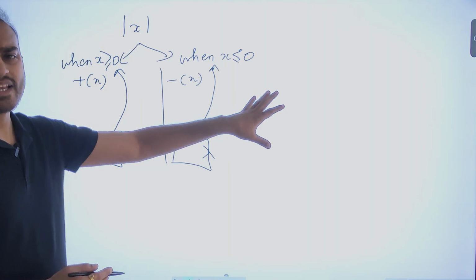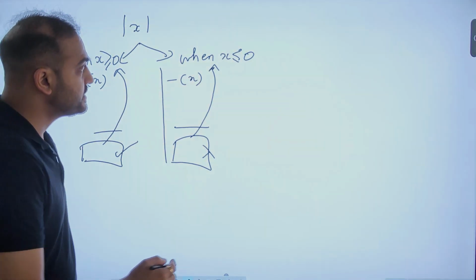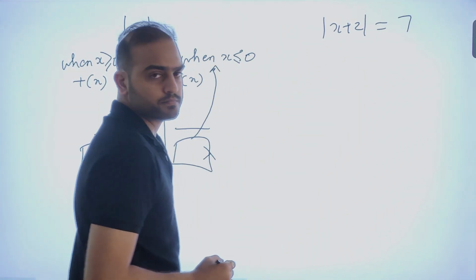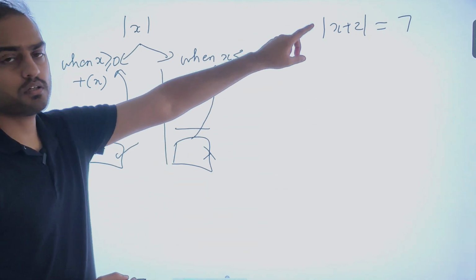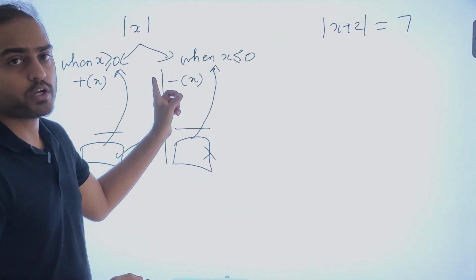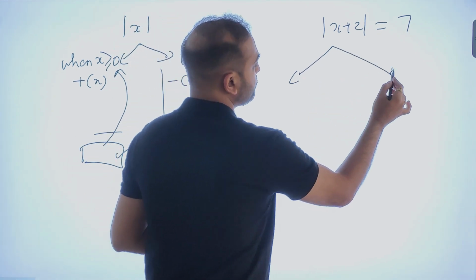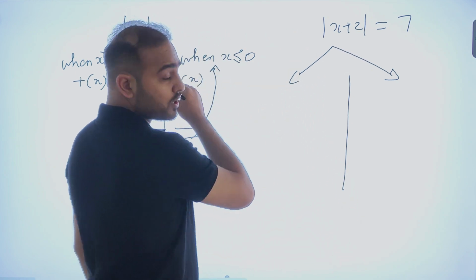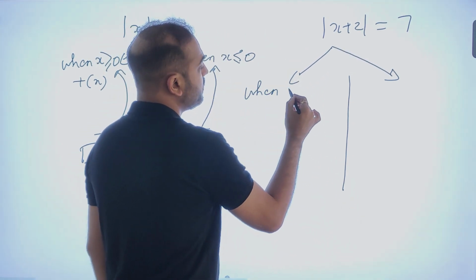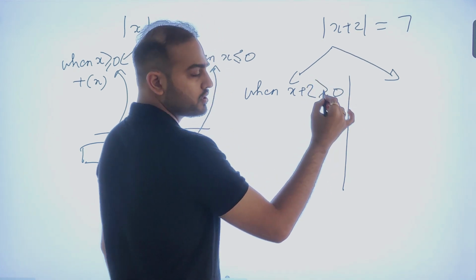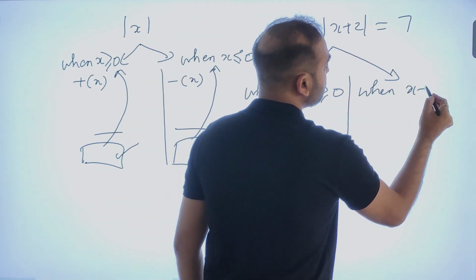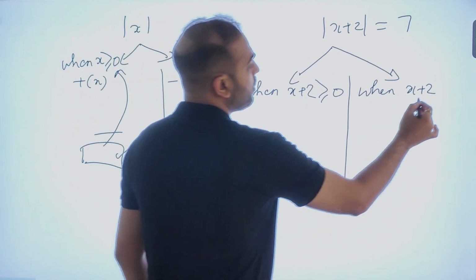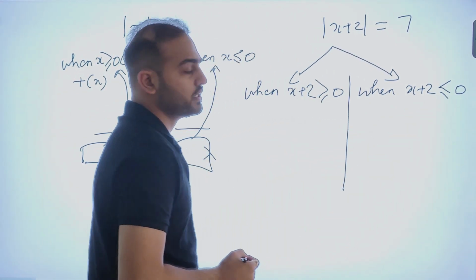Let's look at an example to understand this better. Say we have the question modulus of x plus 2 is equal to 7. What do we do? We break it into two parts. Now how do we break it? Write down the condition: when x plus 2 is positive, or when x plus 2 is negative.